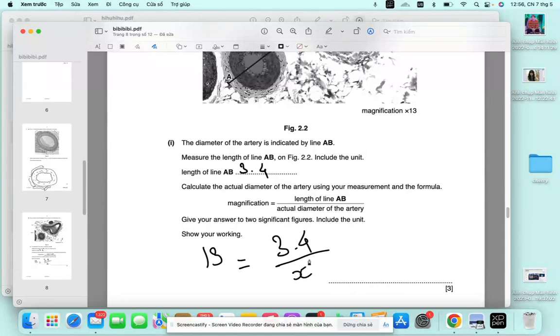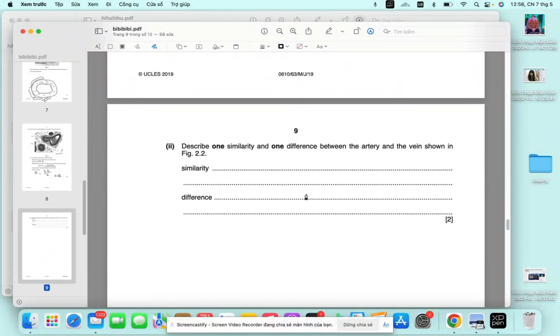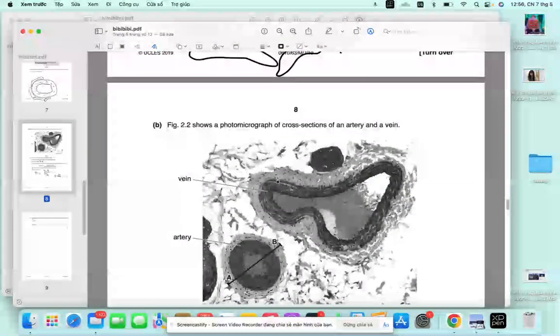And now we find X. Calculate the actual diameter. I'm going to get my calculator out. It is 0.26.